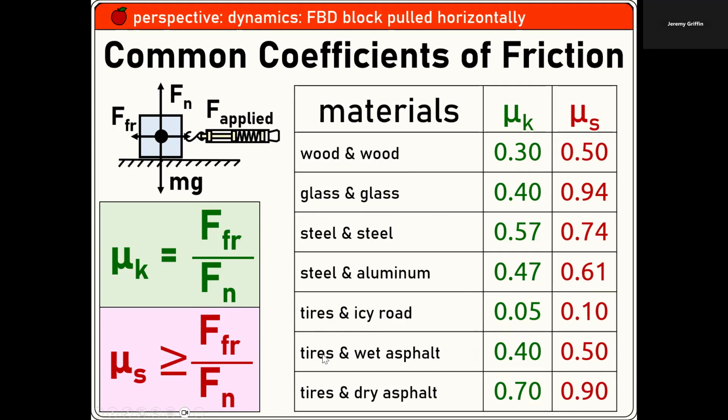Tires versus an icy road, tires versus wet asphalt, tires versus dry asphalt. Look at on the icy road, there's almost no friction at all. 5%, 10%. On the wet asphalt, medium. And on the dry asphalt, you get like the most, right? These kind of round numbers. It depends on exactly different kind of conditions, right? Is it new tires? Is it a new road?